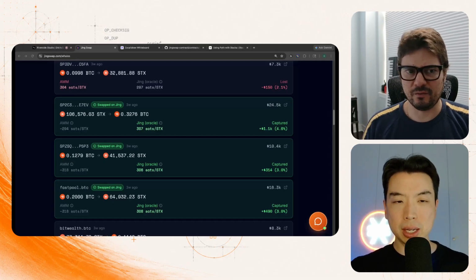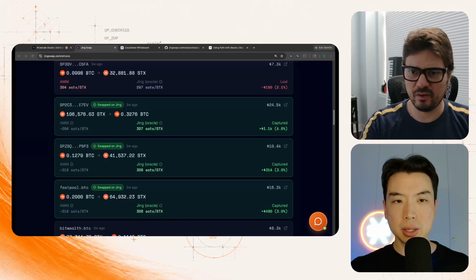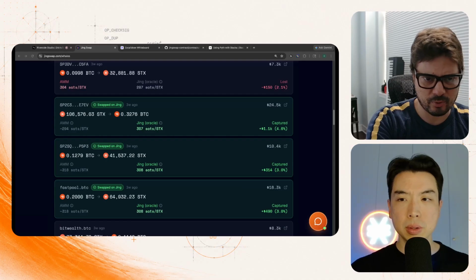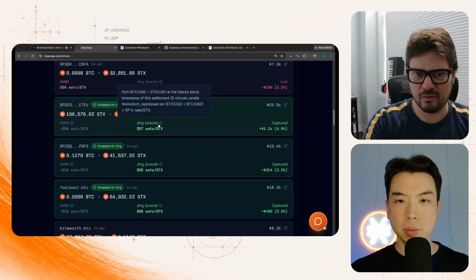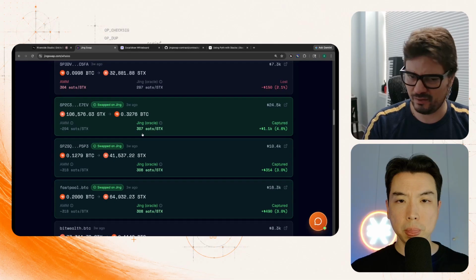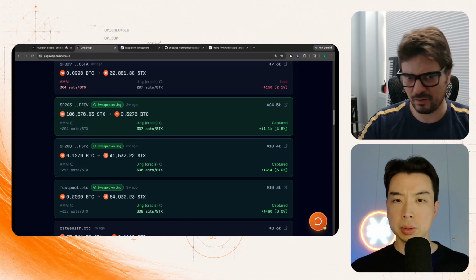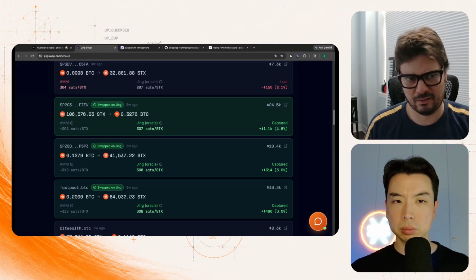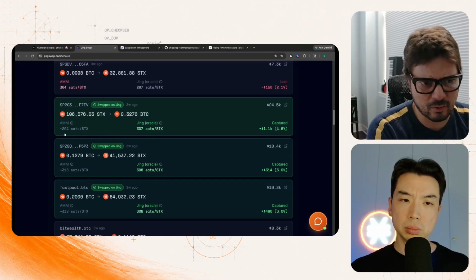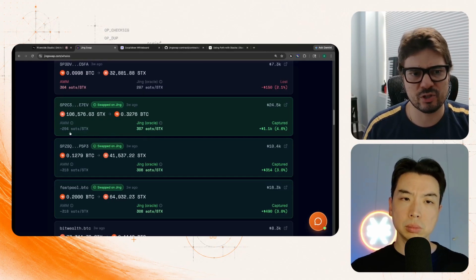So again, if you swap $50 or, in this case, $25,000, you will get, as you can see, for example, Jing Oracle price 307 Satoshis per STX. That's the exact rate you see. The Oracle price is the rate that you get. That's it. Whereas on the AMM, as you can see, the rate is going to swing against you. Depending on which side you are, it's going to be lower or higher, right?